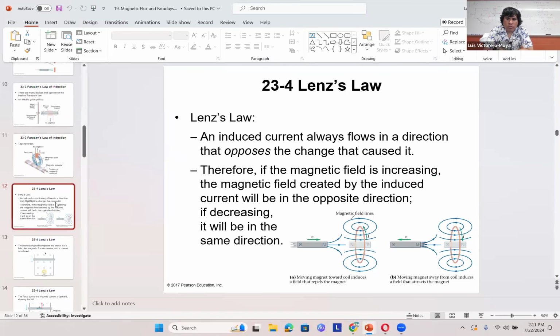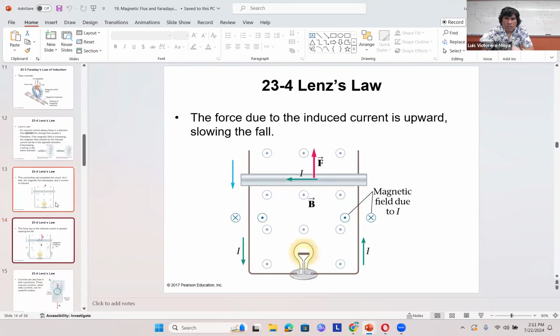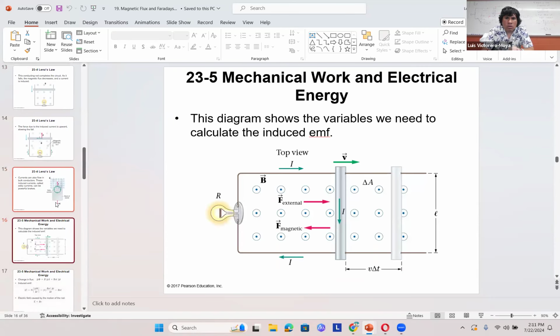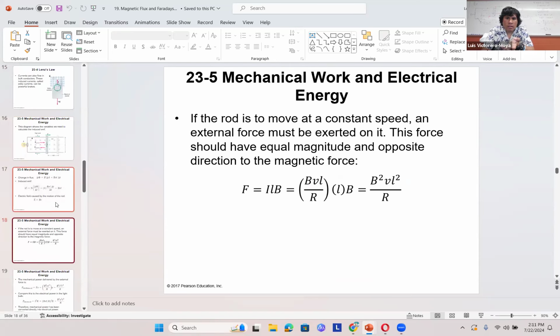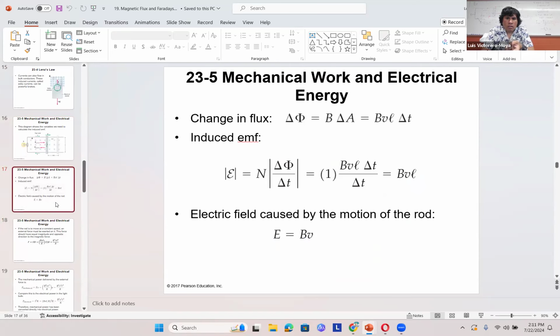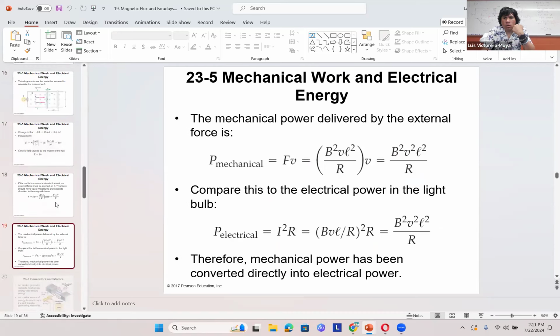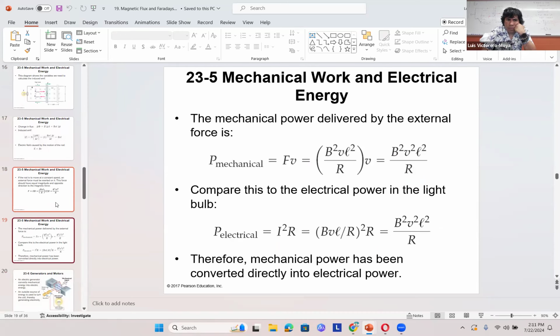By the way, guys, when you go to slides, you can find the bar, Lenz's law, what we talk about today, the EMF, the force, mechanical, electrical power, is all in that.